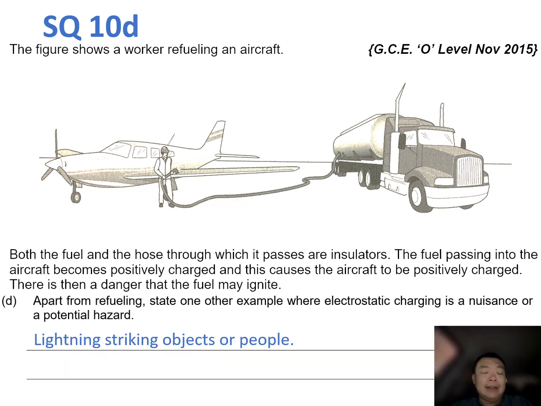Well, there are many examples here. One example is lightning can strike objects or people, and we wouldn't like that to happen.